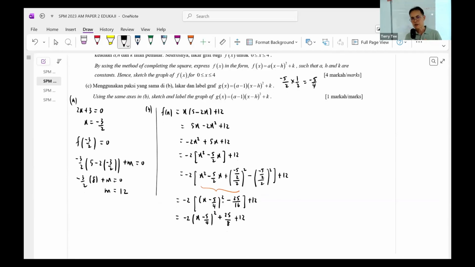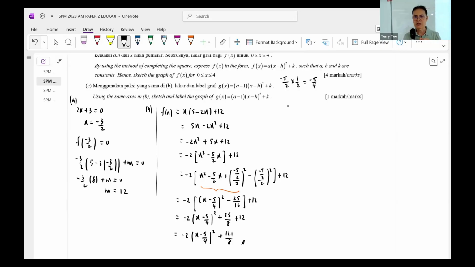Very big number. 8 times 12 is 96. 96 plus 25 is 121, right? So it's x minus 5 over 4 squared plus 121 over 8. There you go, I've completed the square already. They say by using the completing the square method, express it in this form, hence sketch the graph.